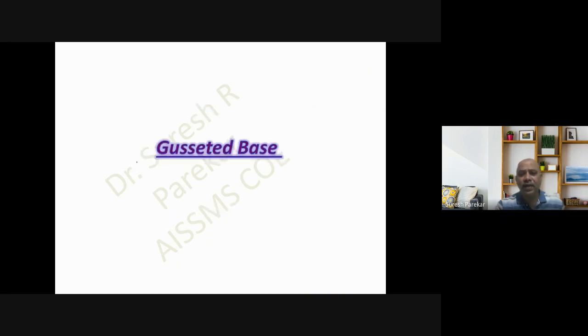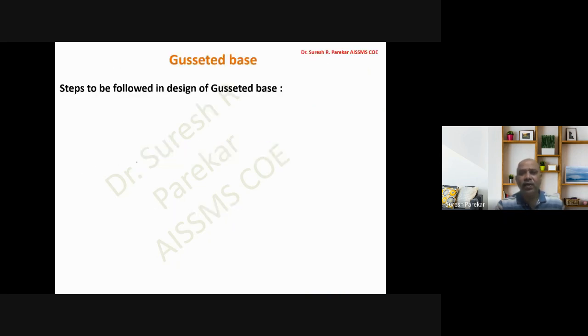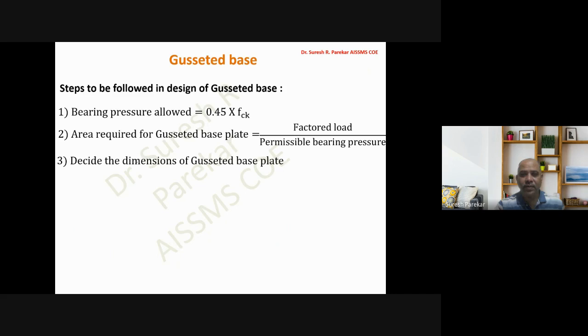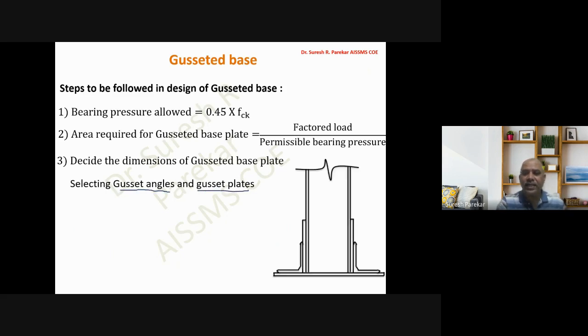Then second, we have the gusseted base. If we go to the steps, the first step is the same, the second step is also the same. In the third step, when we go for a gusseted base, we have to provide gusset angles and gusset plates. You can see this: we have the gusset angles, so column, then gusset plate, and then gusset angle. These we have to provide for deciding the dimensions.